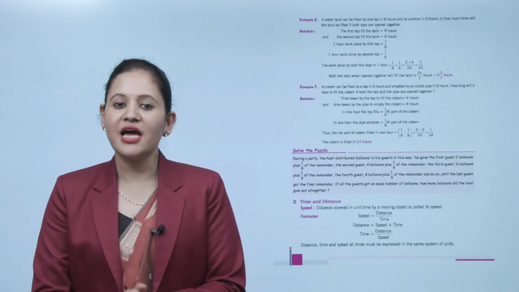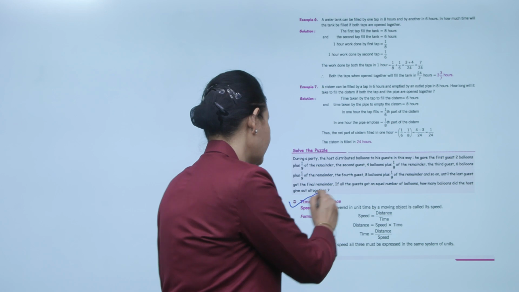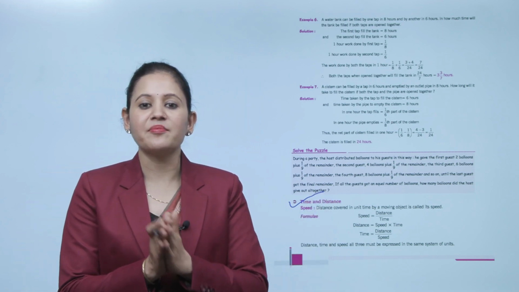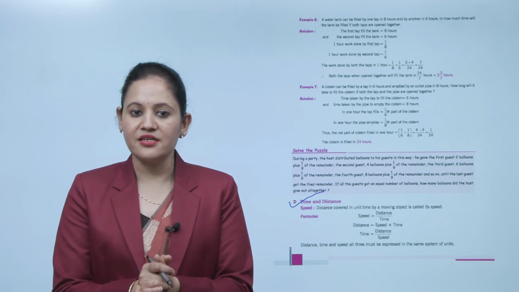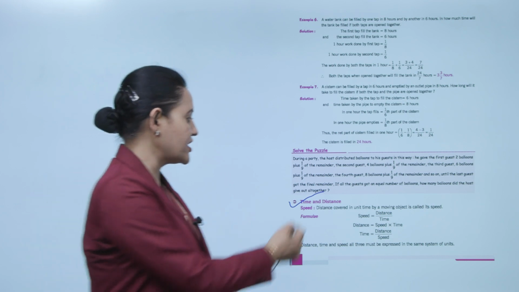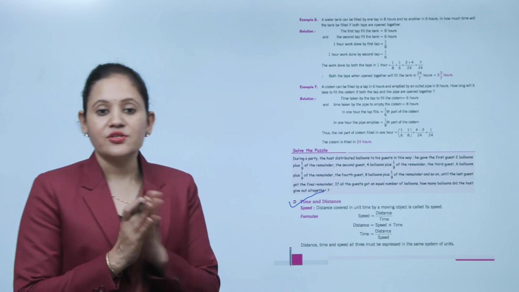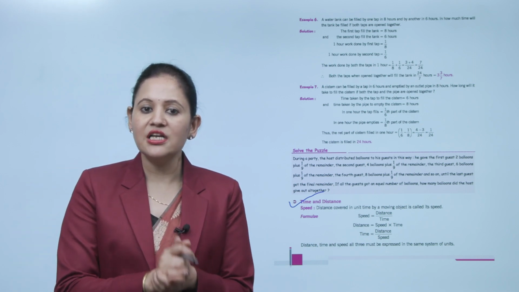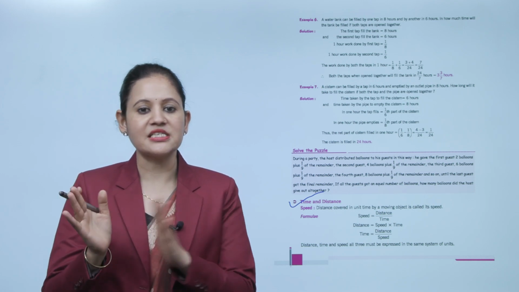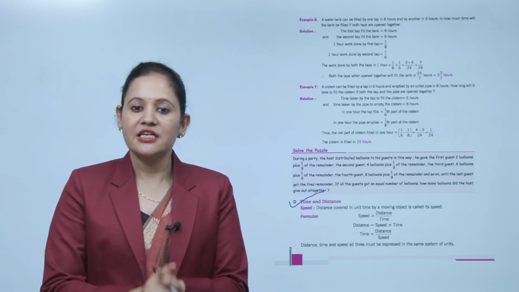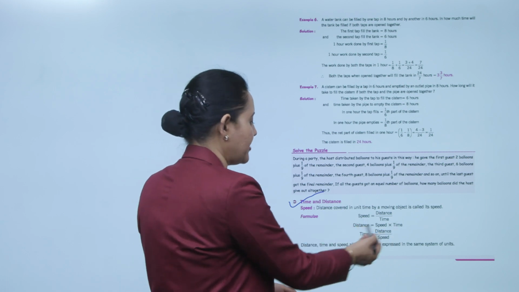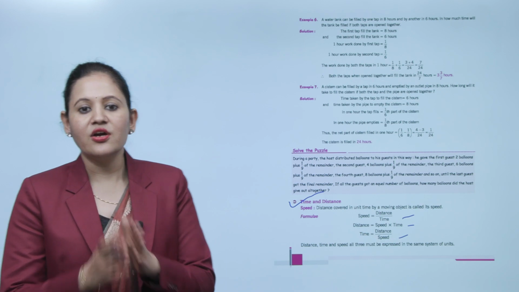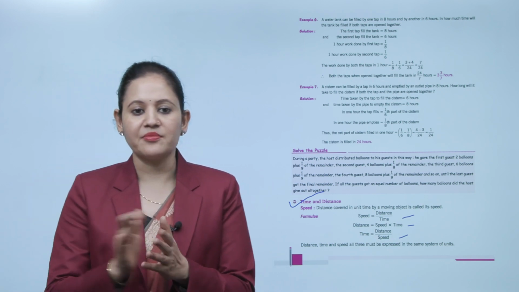Next is time and distance. Speed: distance covered in a unit time by a moving object is called speed. Formula: speed equals distance upon time. So, how much distance an object covers in a given time is called speed. Whatever distance it covers in unit time is speed. Distance equals speed into time, and time equals distance upon speed.